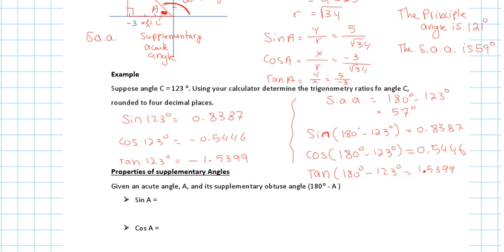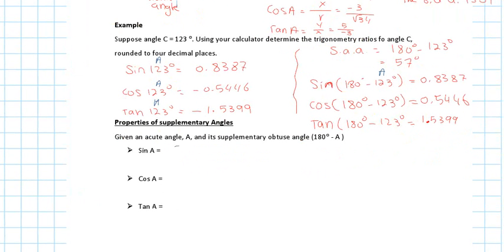So if this is angle A right here, sine of 180 minus A, what can you tell me is special about sine of A and sine of 180 minus A? They're the same, they're equal to each other. So can I say that sine of A is equal to sine of 180 minus A? Yes. Because if you look here, sine of A is 0.8387. Sine of 180 minus 123, or 180 minus A, is 0.8387. They're equal, exactly the same thing.